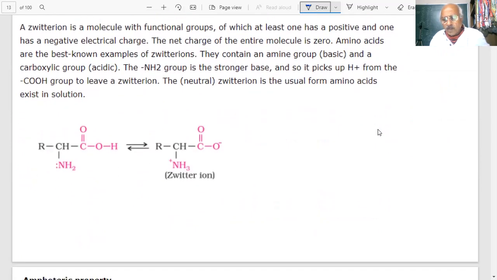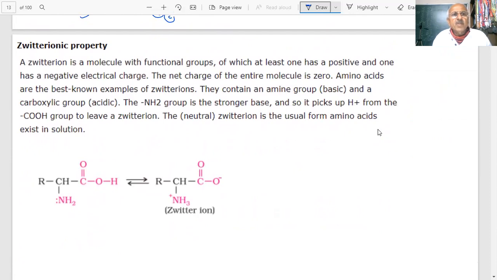Now an important question has been asked on this many times: zwitterionic property. It will come in many cases, students, when I write certain things. See, a zwitterion is a molecule with functional groups which has at least one positive and one negative electrical charge. It could be anyone. There may be many COOH groups or many amino groups, but at least there should be one positive and one negative electrical charge. But you know the net electrical charge of the molecule is always zero. Yes or no? Yes, sir.